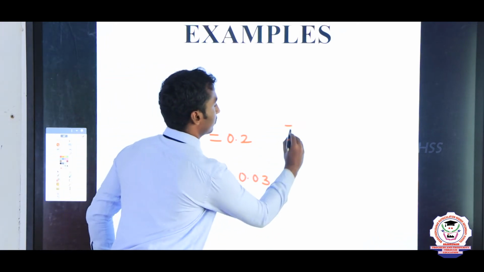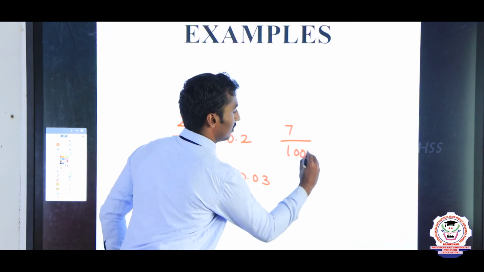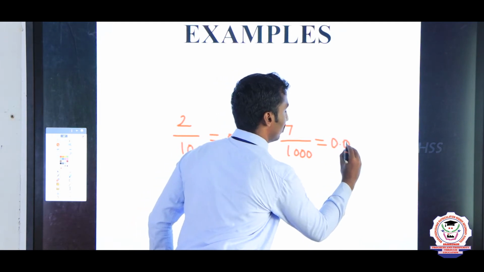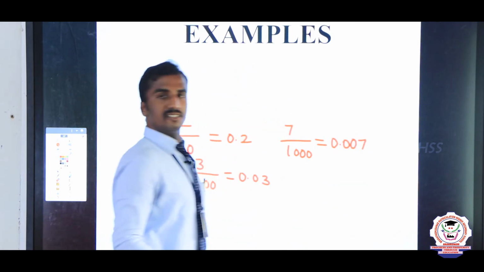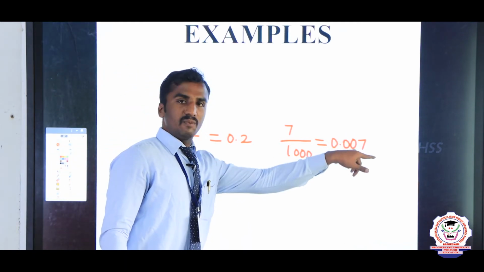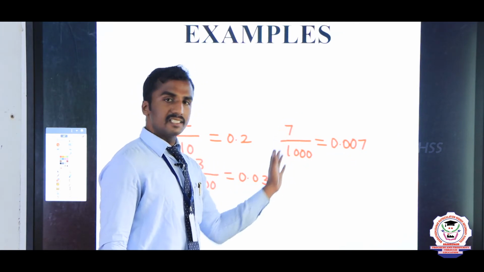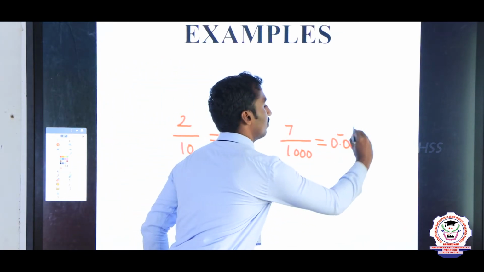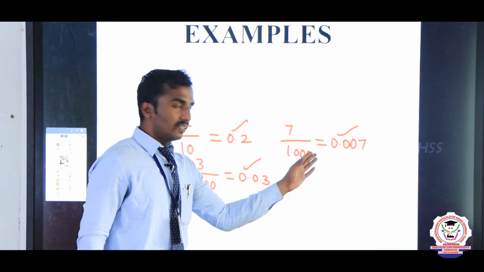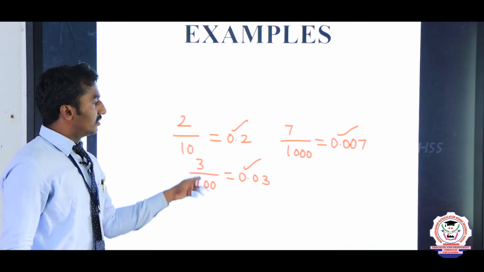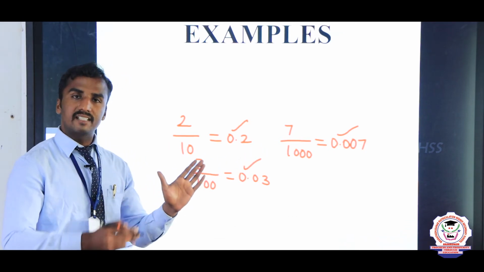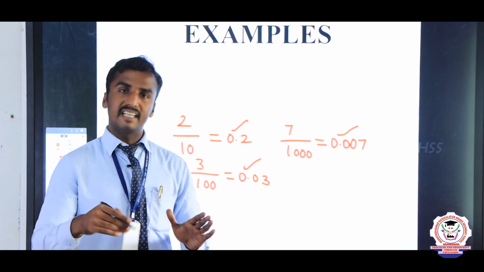Next one, 7 by 1000 is equal to 0.007. In the denominator there are 3 zeros, so after the decimal point there are 3 digits. So this is the decimal. These decimal values 0.2, 0.03, 0.007 come from the decimal fractions 2 by 10, 3 by 100, 7 by 1000.